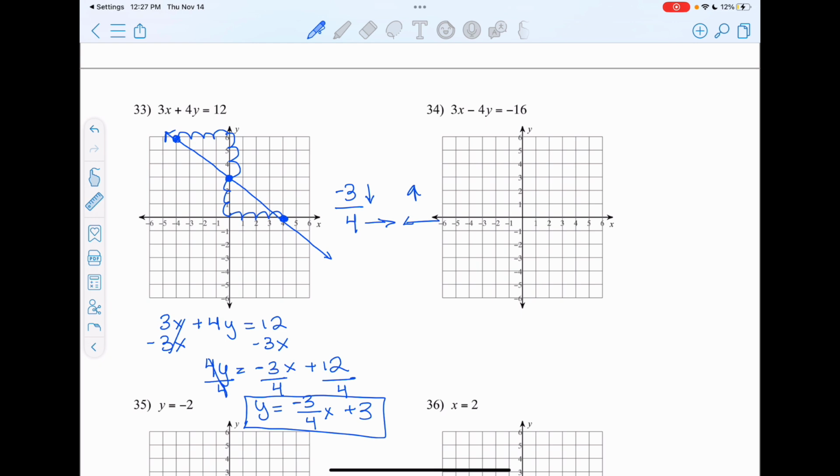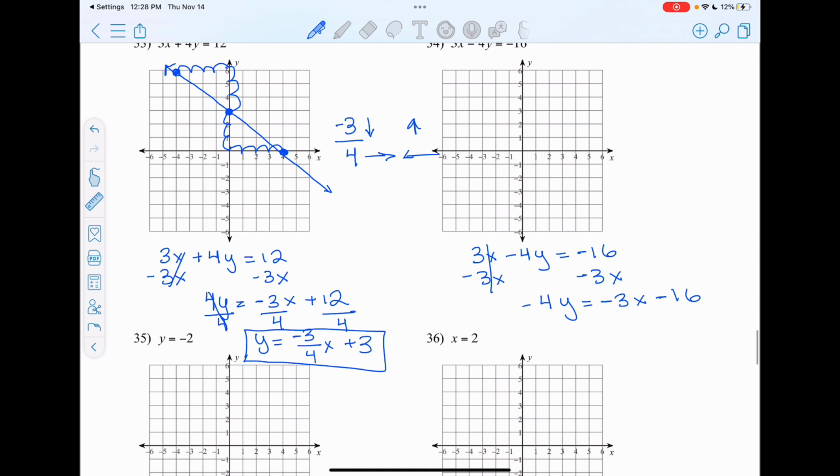Let's try 34. Once again, I need to rewrite this into slope-intercept form. So I'm going to subtract 3x to both sides. I will be left with -4y is equal to -3x minus 16. And then I will divide everything by -4. Because both the 3 and the 4 are negative, they can cancel out, leaving me with +3/4x. And -16 divided by -4 is a +4.